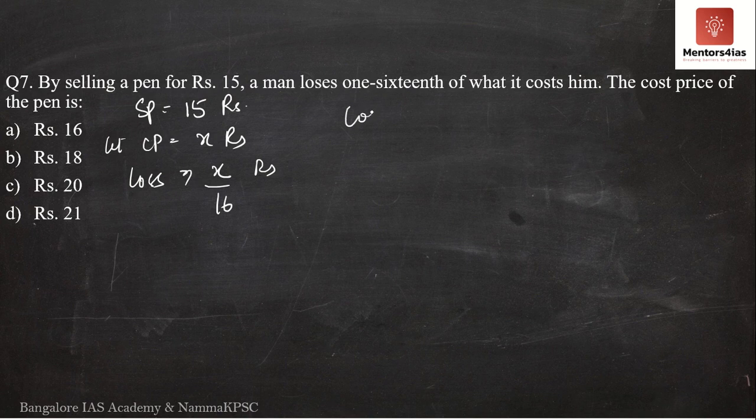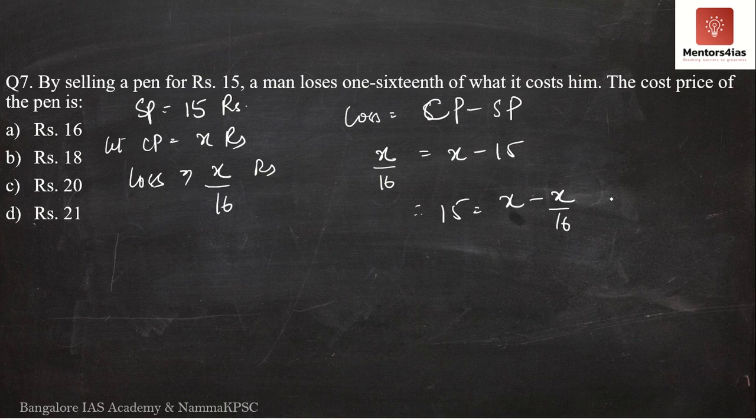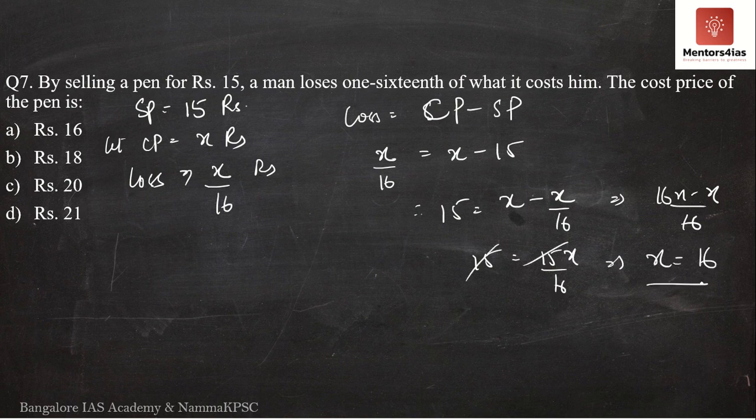If there is a loss, how do you determine the loss? Loss is nothing but cost price minus selling price. We know cost price as X, selling price as 15, and loss as X by 16. So now substituting accordingly, we have X by 16 is equal to x minus 15. Therefore, 15 is equal to x minus x by 16. This is nothing but 16x minus x by 16. Therefore, 15 is equal to 15x divided by 16. 15 and 15 get cancelled, leaving x as equal to 16.